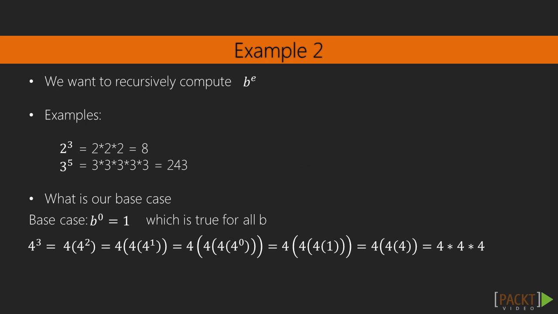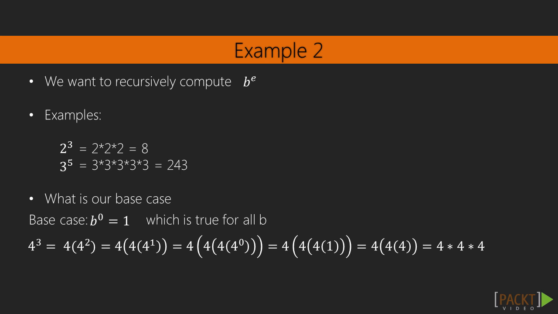Let's look at another example. Suppose we want to recursively compute the value of b to the power of e, or the base to some exponent. Some examples include 2 to the power of 3 and 3 to the power of 5. We just multiply by the base an exponent number of times. So what is our base case? What does every exponent fall back to? Well, our base case would then be b to the power of 0, where when the exponent is 0, that's when we should stop.